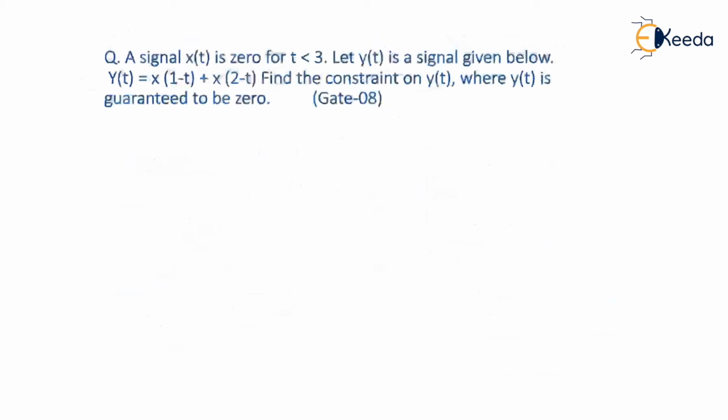What we know about x of t, that it is equal to 0 for t less than 3. But we really don't know what is the shape of x of t. What we really know is when x of t is 0 and when x of t is non-zero. Is that right? When they tell you that x of t is 0 for t less than 3, it means x of t is present only after t equal to 3. So which I can at least figure it out like this. So I'm trying to get my x of t.